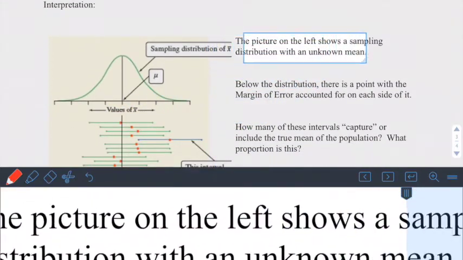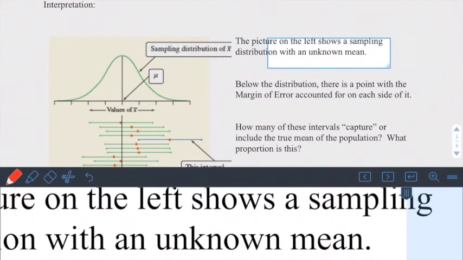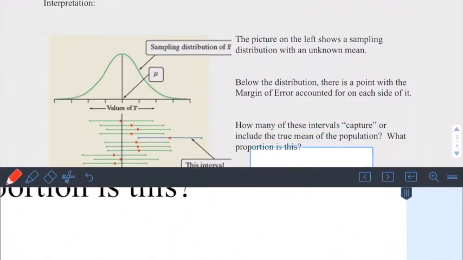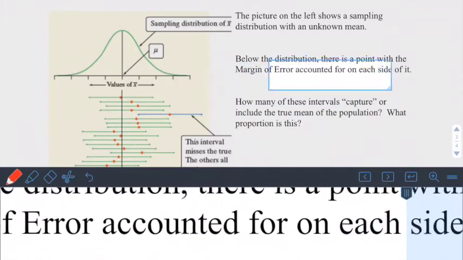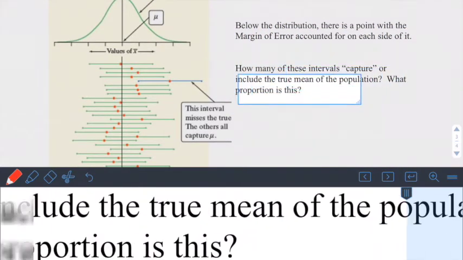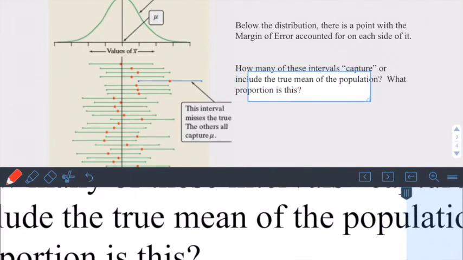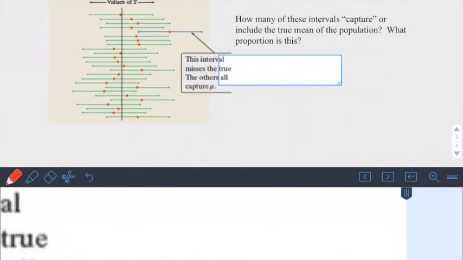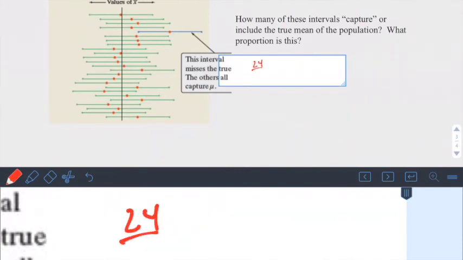So the picture on the left shows a sampling distribution with an unknown mean. Below the distribution, there is a point with the margin of error accounted for on each side. How many of these intervals capture or include the true mean of the population, and what proportion is this? So we have 25 intervals, and 24 out of 25 capture the true mean.